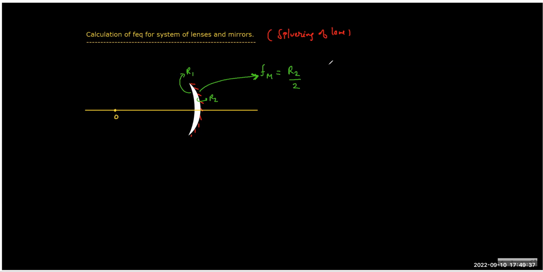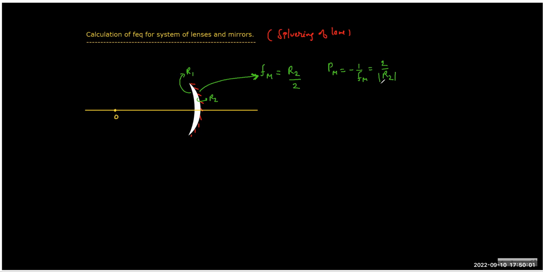So the power of the mirror will be 2 by R, minus 1 by Fm. Minus 2 by R. And because it is converging, so this will become 2 by R2 if it is a value. If R2 is a value, then I'll just write like this. Why positive?